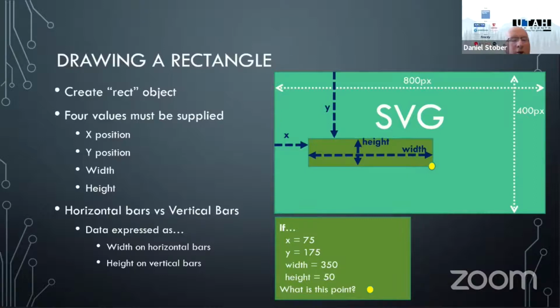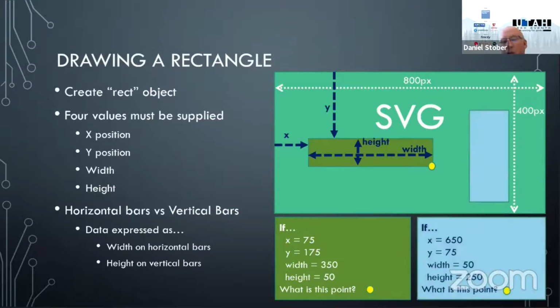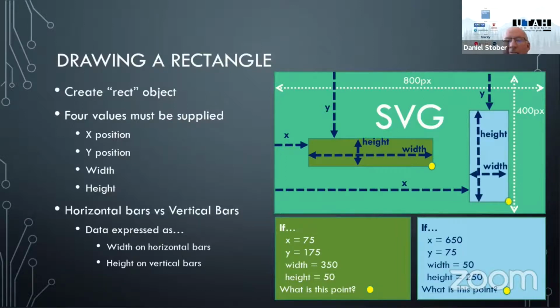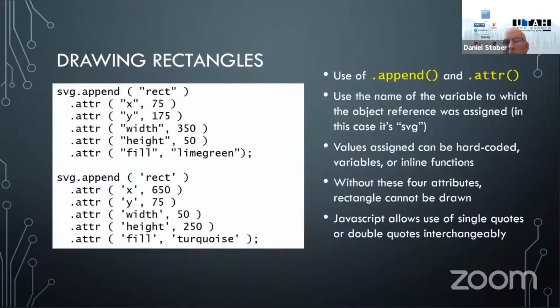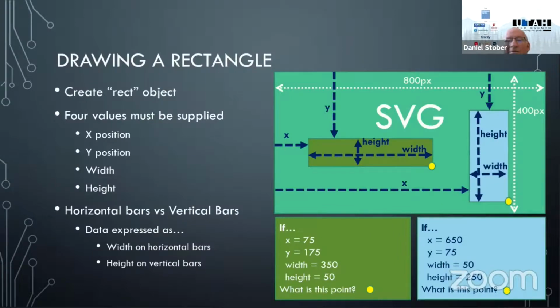So you see this first one, I've defined a rectangle that has an X of 75 and a Y of 175 and a width of 350 and a height of 50. On the other hand, in this case, I'm defining a vertical bar. In this case, the X is 650 because it's way across. And the Y is only 75 because it stretches up near the top. And the width is 50 and the height is 250.